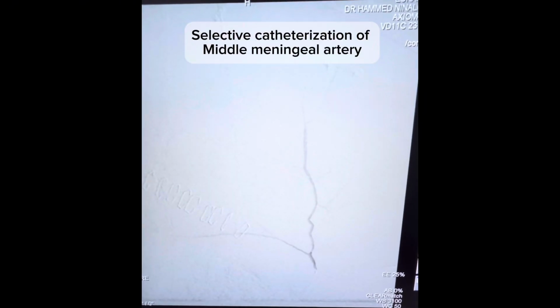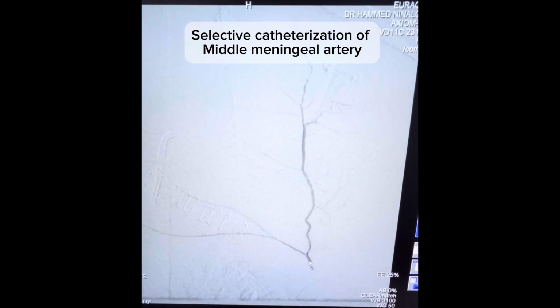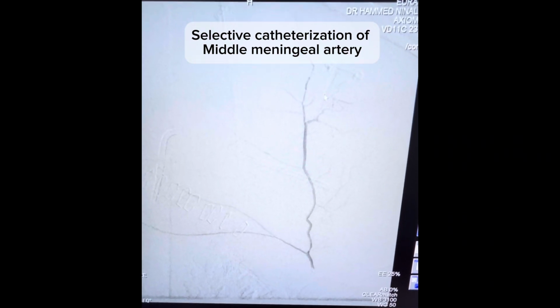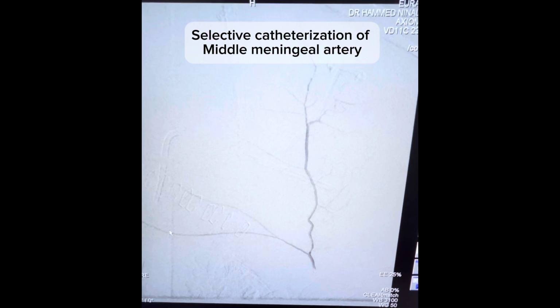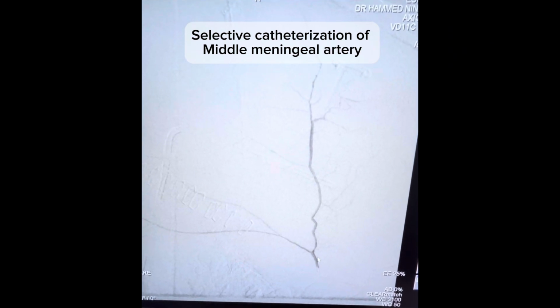We have now used something called a microcatheter to get distal access into the middle meningeal artery, and you can see from an injection here, we see the frontoparietal branch and the temporal branch of the middle meningeal artery. So we're getting ready for our treatment with embolization with particles.